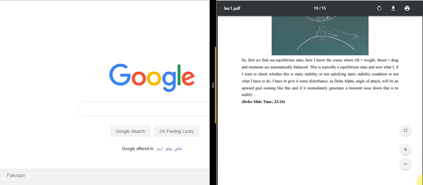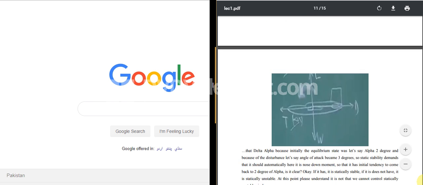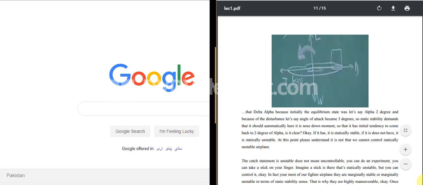I will be able to explain it better in further courses when I get into some other details. And this delta alpha: initially the equilibrium state was, let's say, alpha 2 degrees, and because of the disturbance, the angle of attack became 3 degrees. Static stability demands that it automatically generates a nose down moment, so that it has the initial tendency to come back to 2 degrees of alpha. Is it clear? If it does, it is statically stable. If it does not, it is statically unstable.